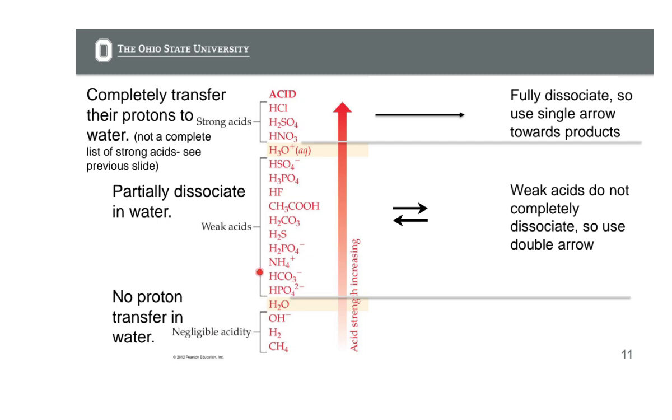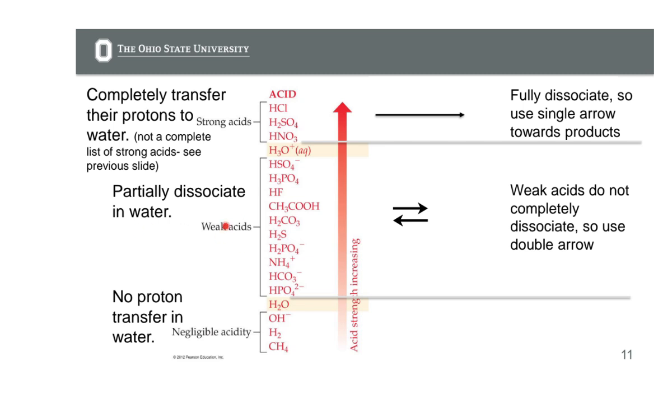The next block is a block of some of the weak acids. These are ones that we will likely be using. You'll see them in your homework, exams, and things like that. So you don't need to memorize them, but it's good to familiarize yourself with them. And then at the bottom of this list are species or substances that really aren't acids. They're included on the list because it is technically possible for them to lose a proton, but they have very negligible acidity, meaning they're very unlikely to actually lose that proton. So I put no proton transfer in water, and I think we can safely assume that.